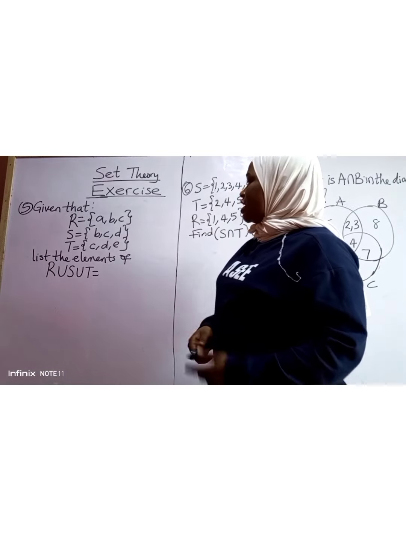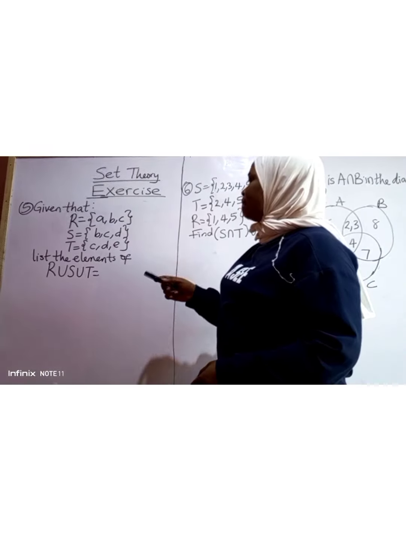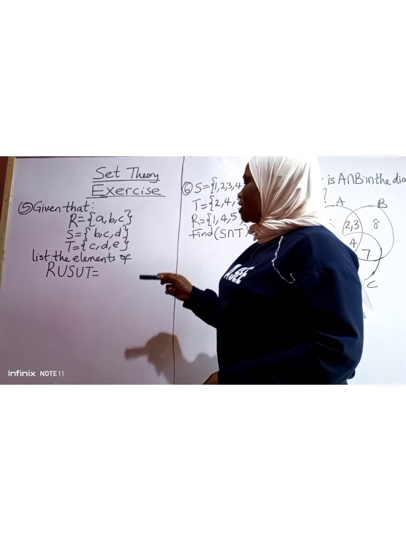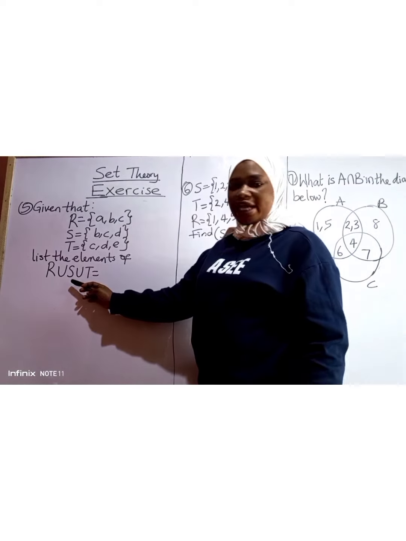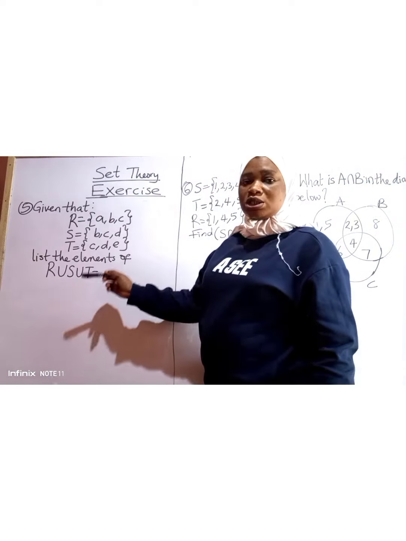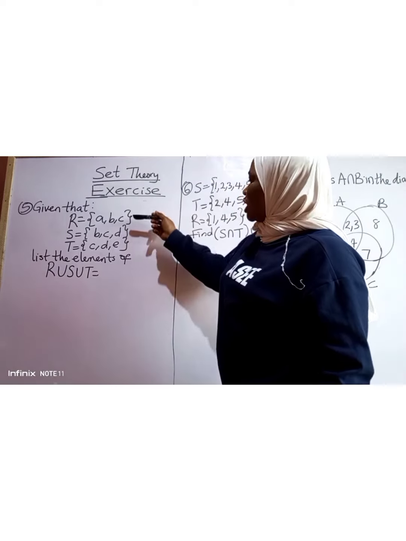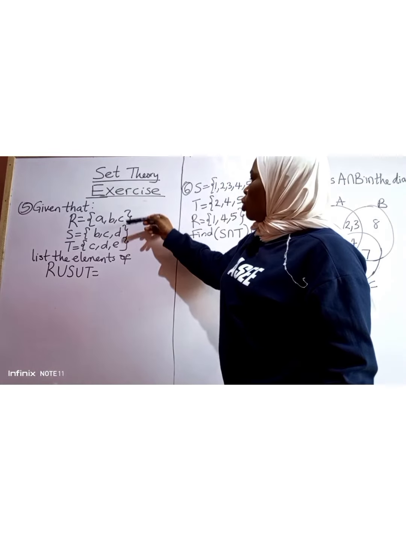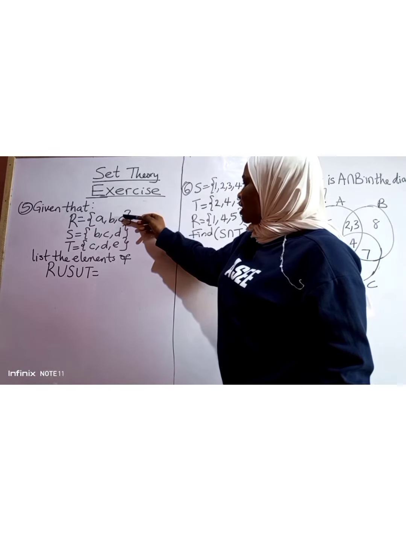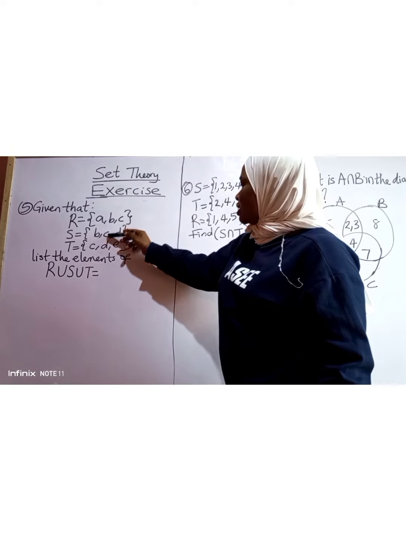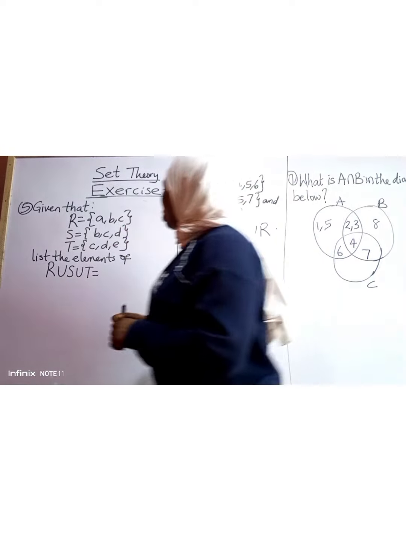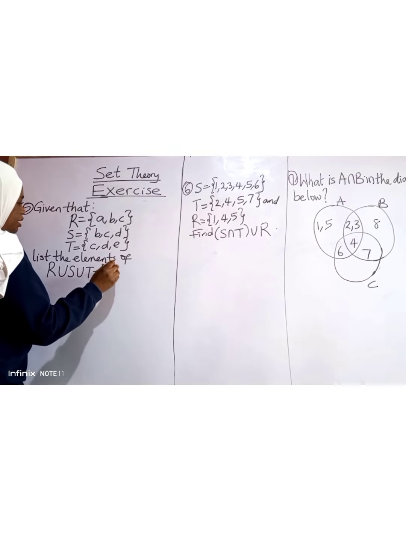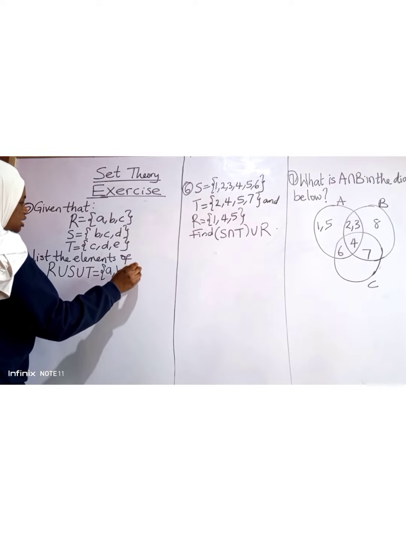Question 5. Given that R is equal to A, B, C, S is equal to B, C, D, and C is equal to C, D, E, list the elements of R union S union C. What does union mean? Union means all the elements that we can find in R, S, and C. Anything that is repeated, like C, you have C, C, C, so we write it once. So R union S union C will be equal to A, B, C, D, E.